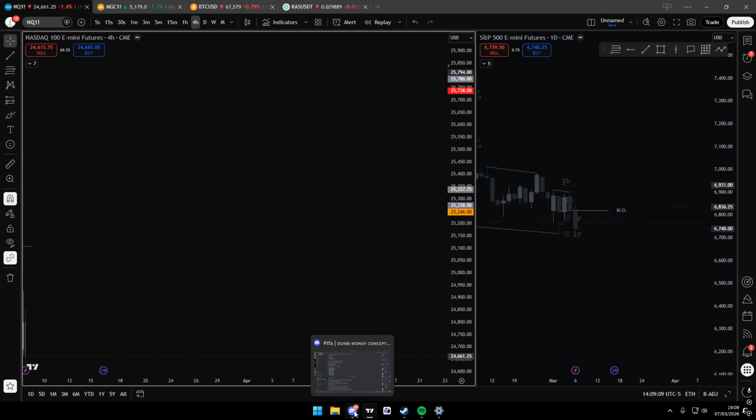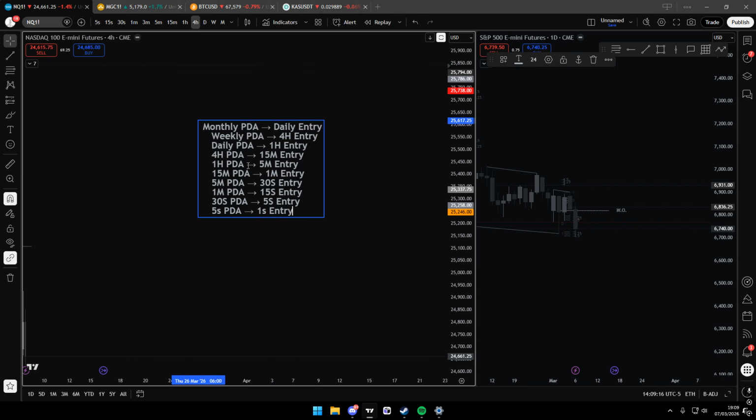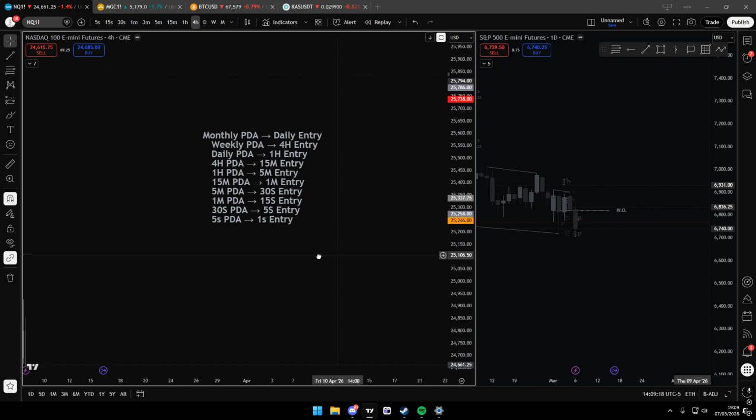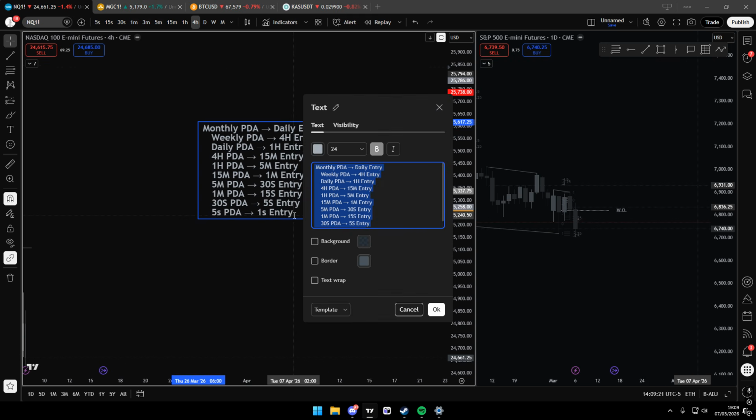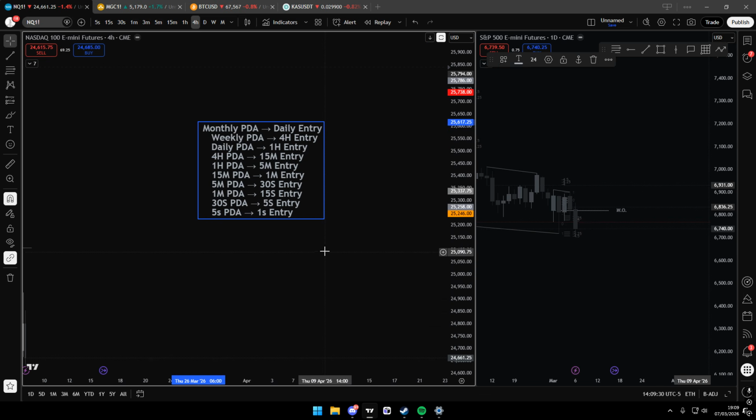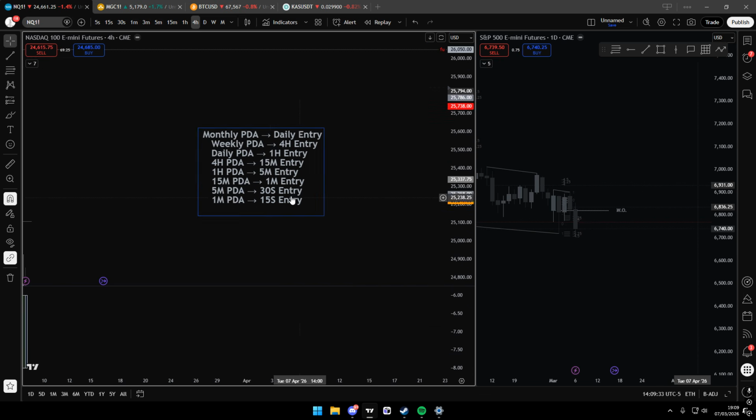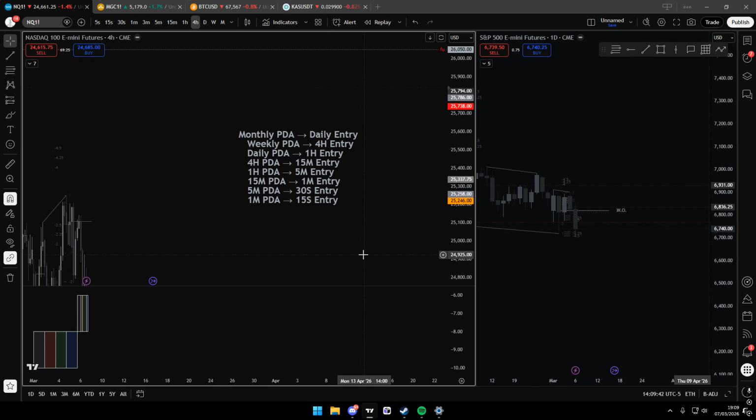Now, what is time frame alignment? Time frame alignment is using this in order to enter. Now, if I were you, I would completely discard this. You don't need this for anything. You only need this if you want to scalp. If you want to do everything else, this is what you want to do. This is what you look at.